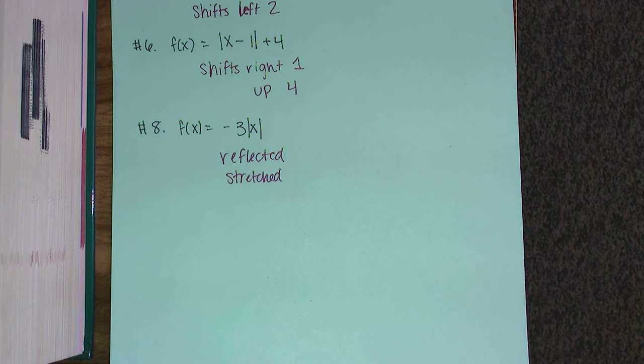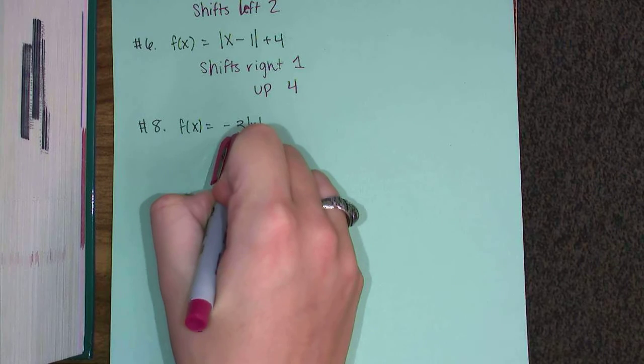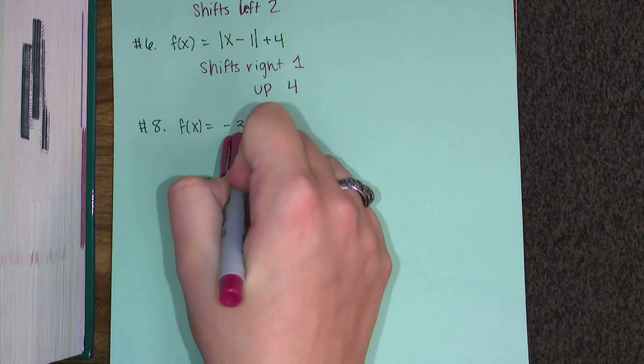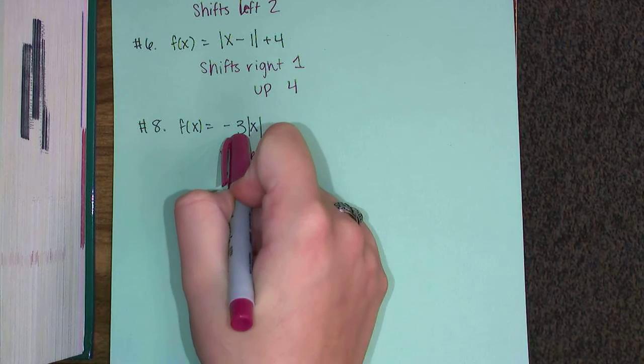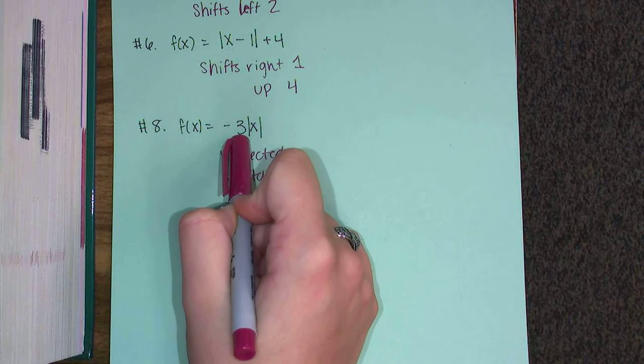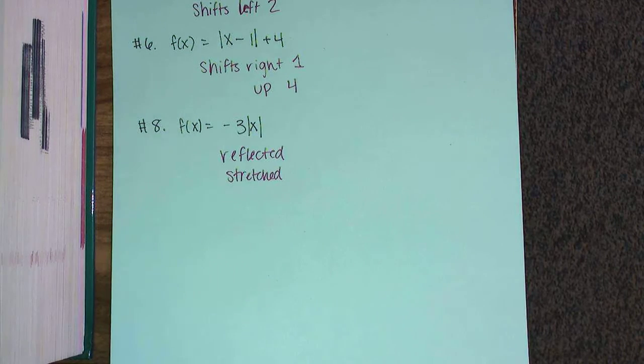A is greater than 1, so 3 is greater than 1. So that's why it's causing it to stretch. Basically if it's a fraction, then it's being compressed. Because negative numbers, remember, we're talking about the absolute value of A when we're looking at if it's stretched or compressed.